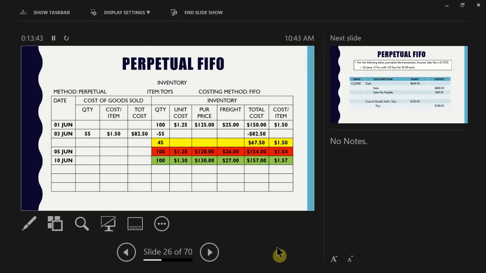Okay, so now I have 3 total batches of inventory, right? I have my yellow one, which is right now holding at 45 items. I just purchased a new batch of the red one for 100 items, and I just purchased another green batch of another 100 items. So now I have 3 total batches of inventory that I can choose from to calculate my cost of goods sold. But in this case, we're using FIFO. So the next time we sell something, we're going to start off with our yellow batch.